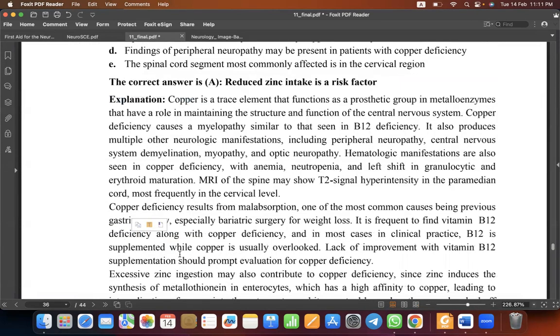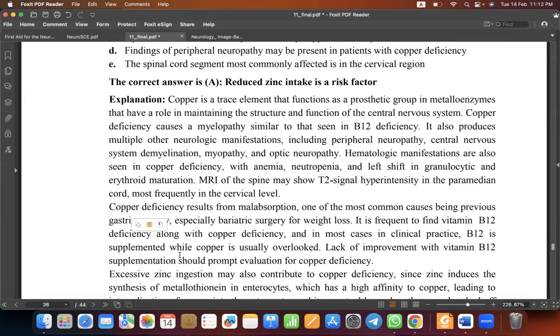But the issue is that reduced zinc is the most important factor. We should remember copper is a trace element that has a particular role in the structure and function of the central nervous system. Whenever there is a copper deficiency, they can have a myelopathy, as in typical B12 deficiency. They can have multiple neurological manifestations.